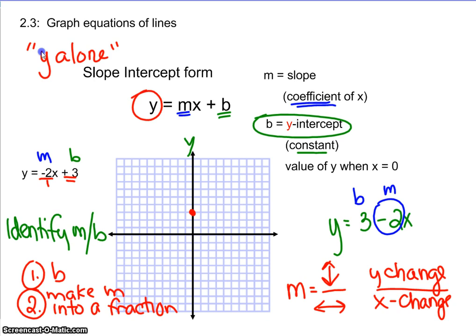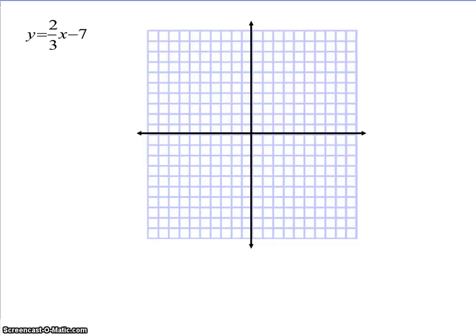So that's from my y-intercept. From my y-intercept, I'm going to go -2 in the y direction, which means I'm going to go 2 steps down. Negative y direction is down. And then I'm going to go 1 in the x direction. Once I have 2 points, I connect them, there's my line. Pretty simple process. Pause the video. Try this one.